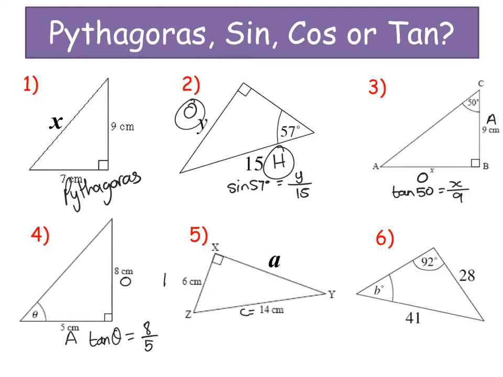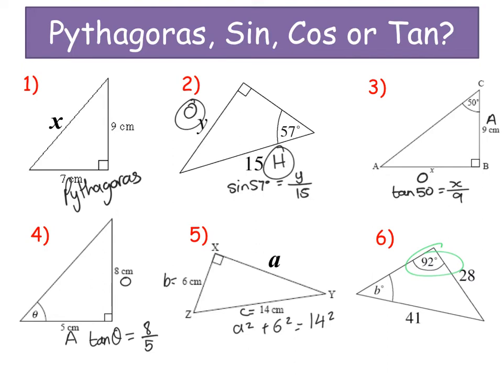It wouldn't really matter which one we called A or B, so we could say that A squared plus 6 squared is equal to 14 squared, and then solve that. The difference on the last triangle here is that this is not a right angle, so we have an angle there of 92 degrees. However, that's not a right angle, so we can't use the trigonometry that you've learned so far. So if it is not a right angled triangle, then we cannot use any of the methods that we've learned so far in the first 5 triangles here.